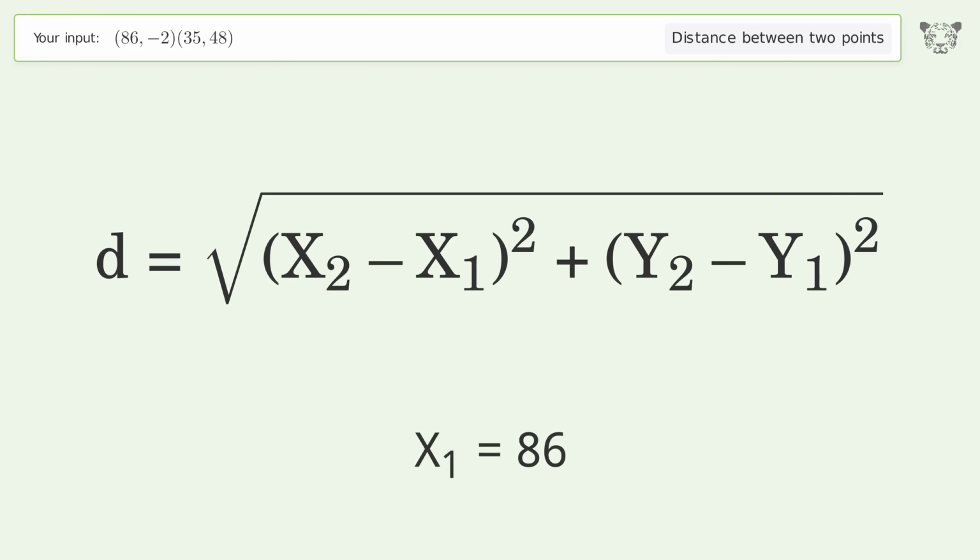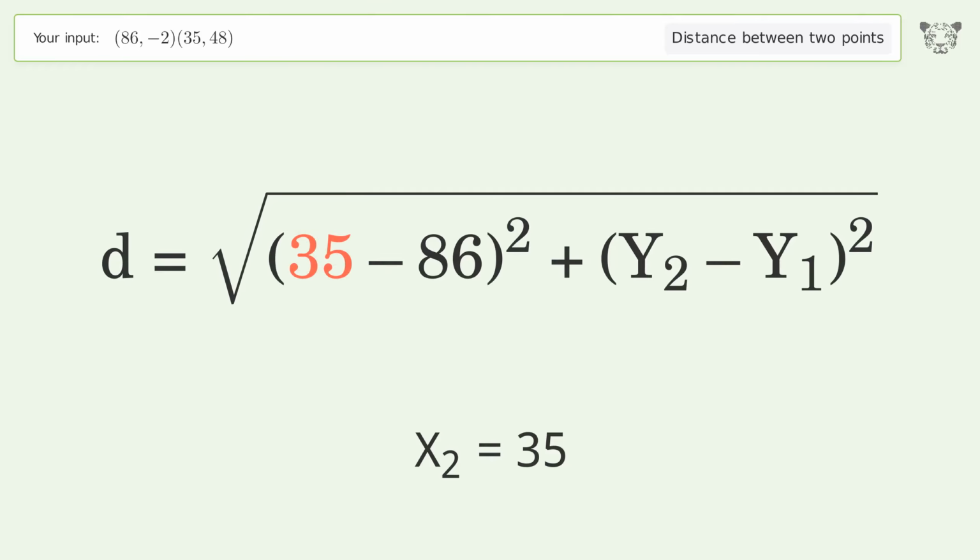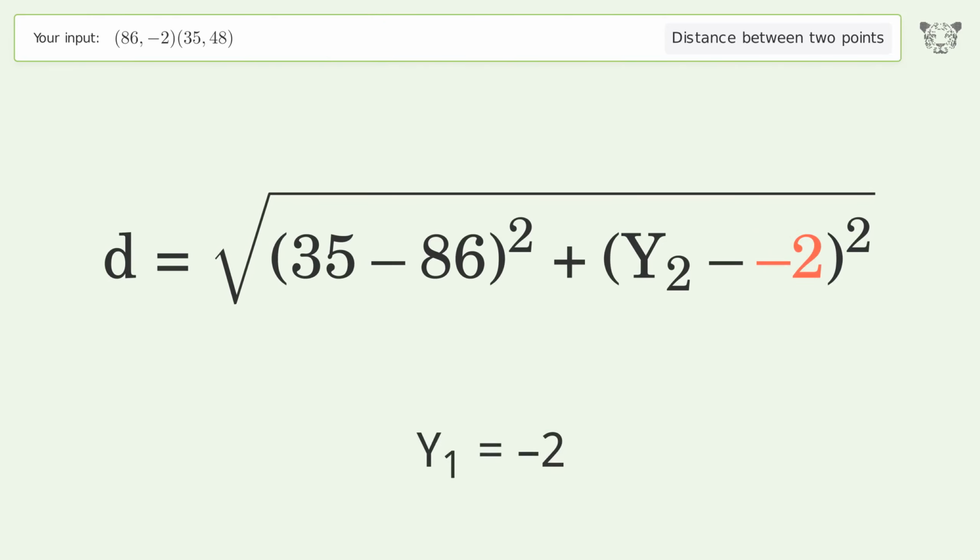x1 equals 86. x2 equals 35. y1 equals -2. y2 equals 48.